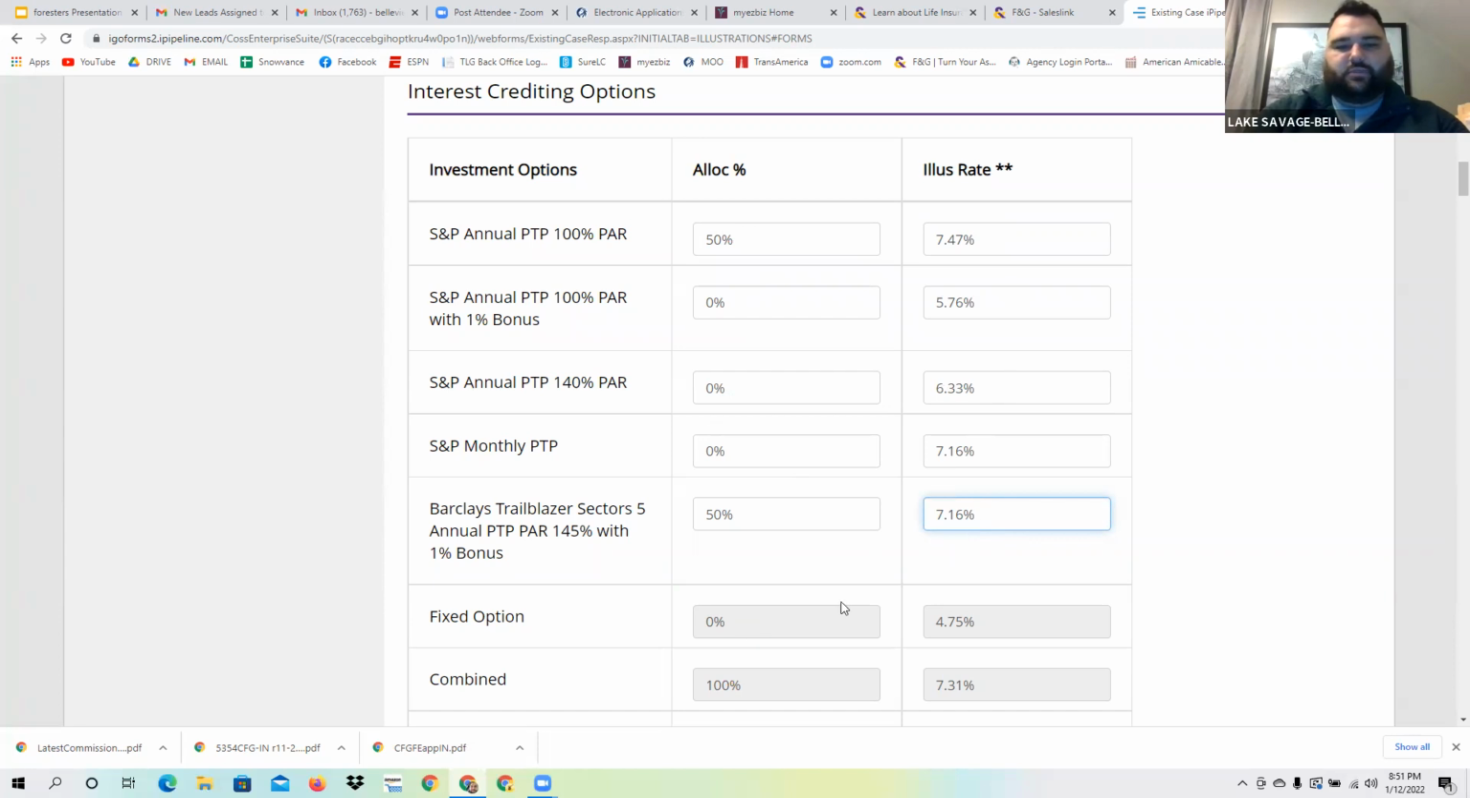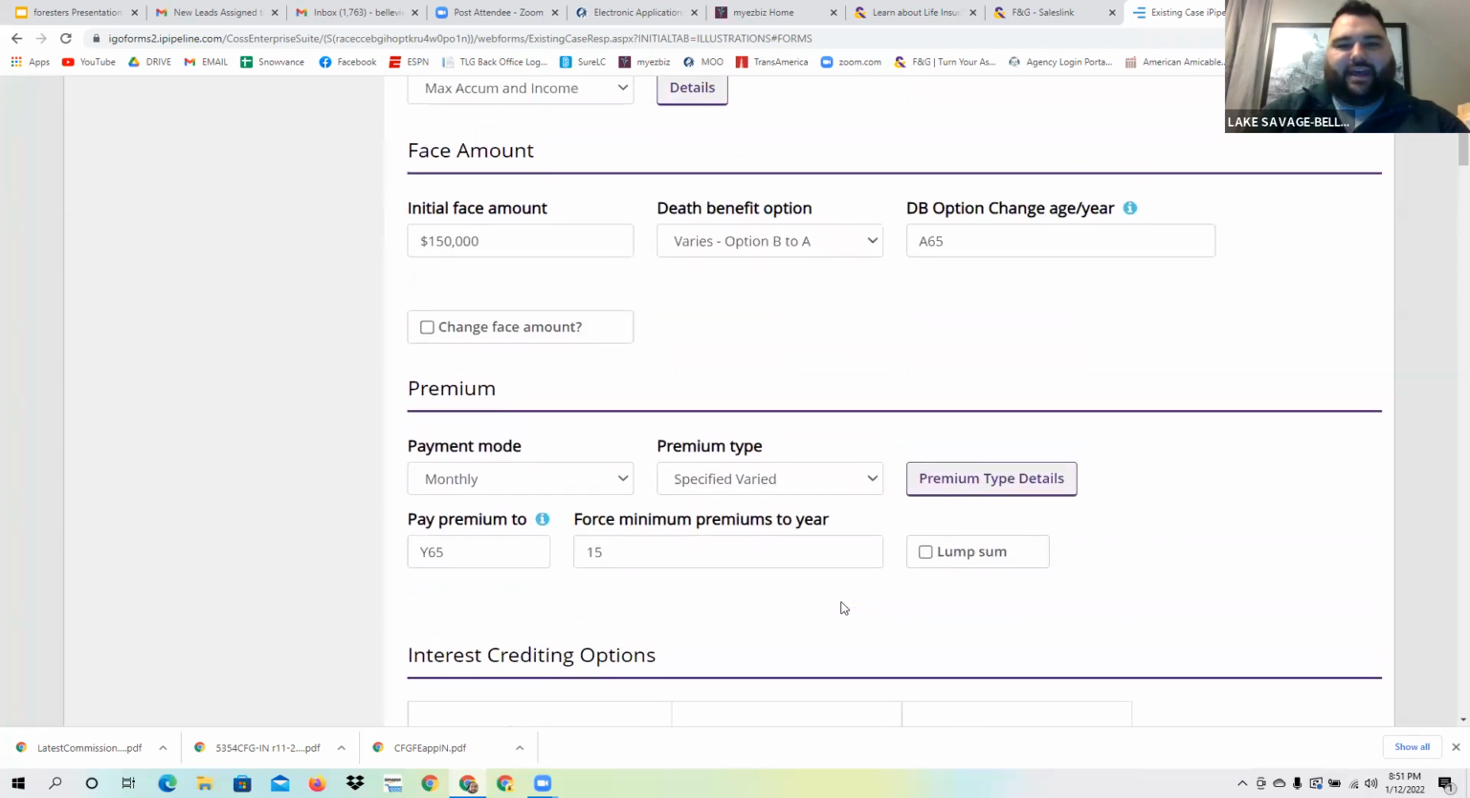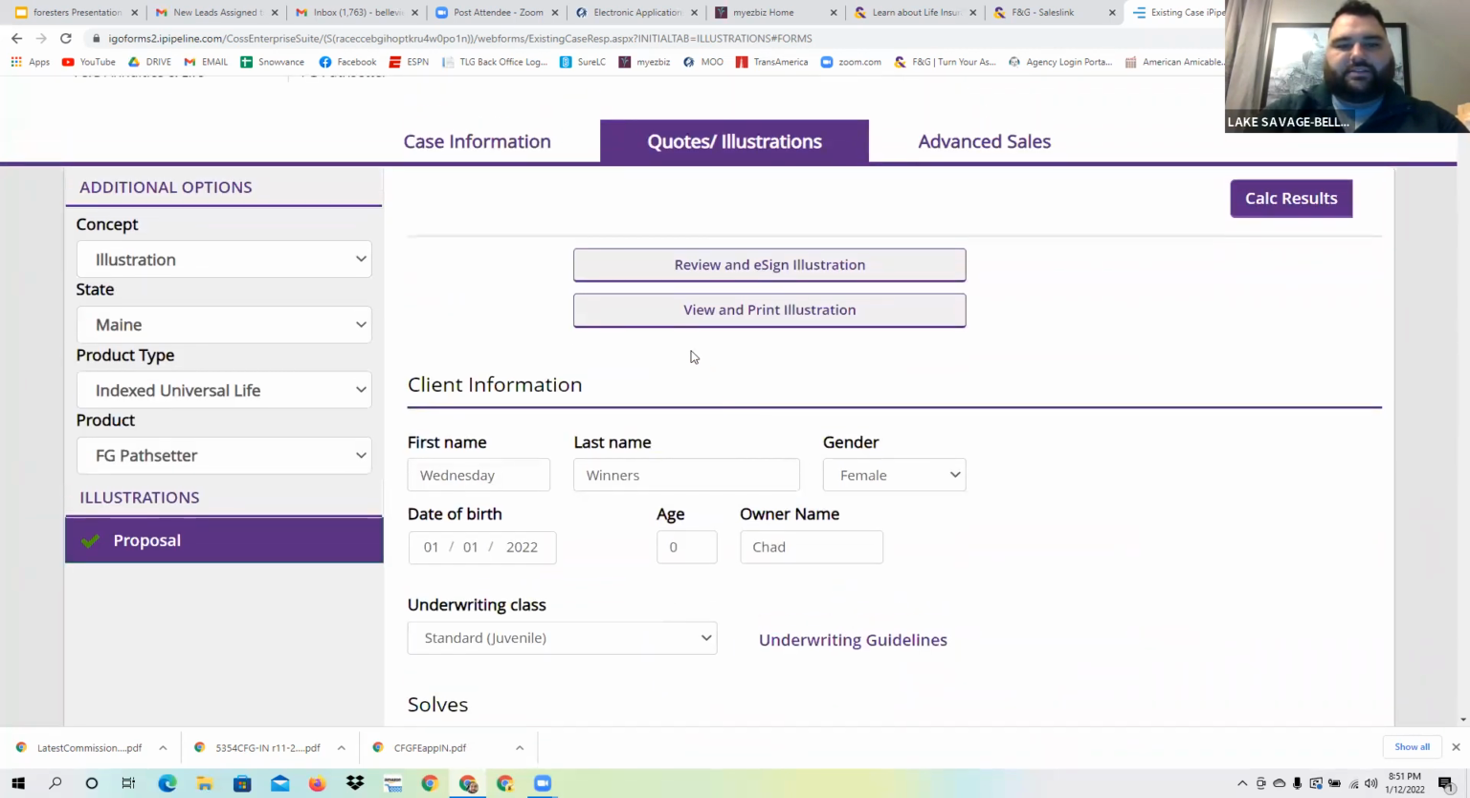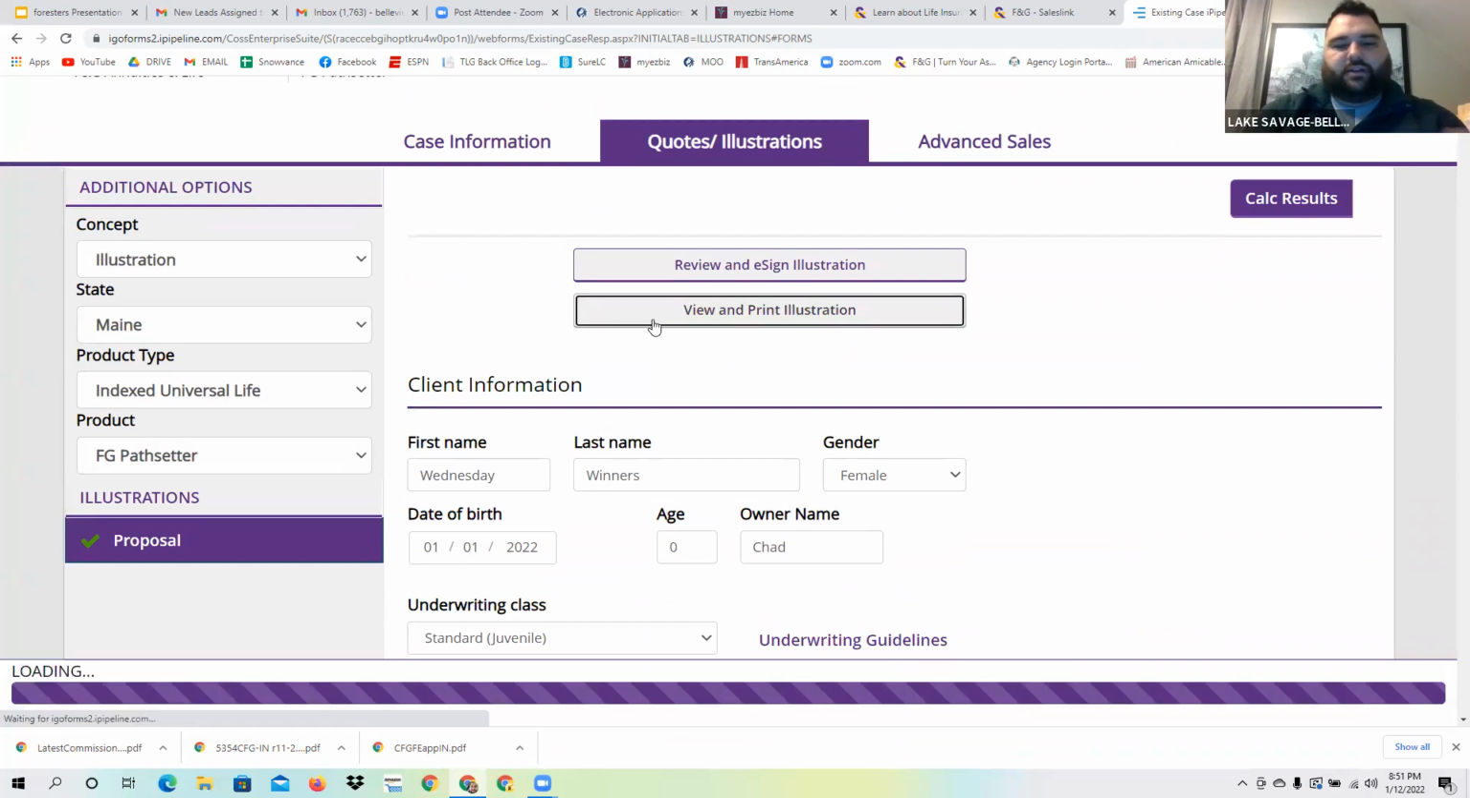Make sense? Okay. So now that we have that, let's view and print an illustration.